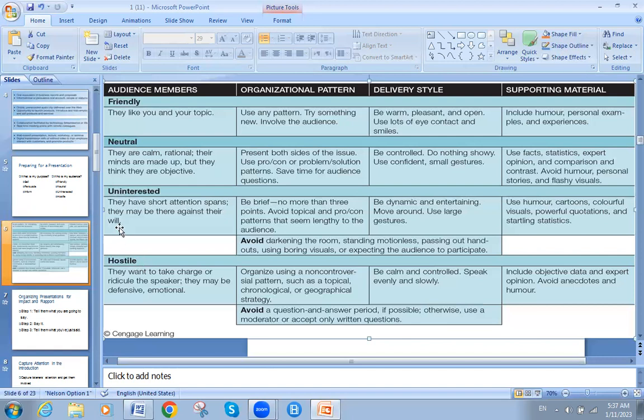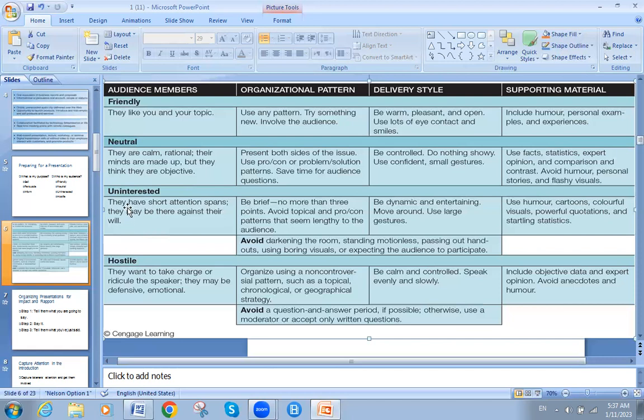The third type is the uninterested. The uninterested actually need more effort. They have a short attention span. They may be there against their will. So be brief, because they are already uninterested. Okay.